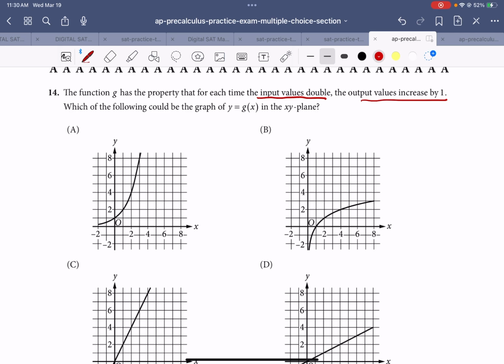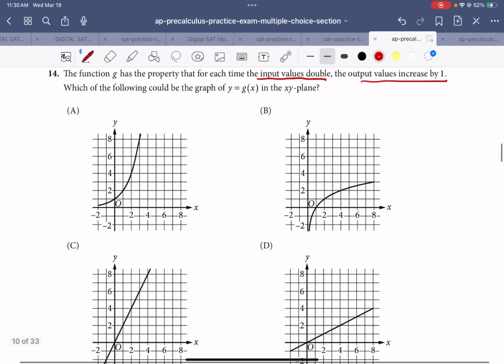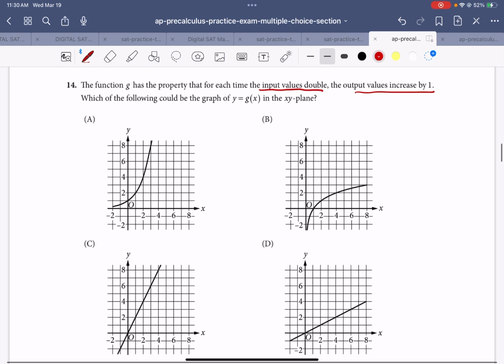So for example, you can use the answer choices and see if it makes sense for that one. Let's say 1 is at 2 here, right? And then your input value doubling means you multiply by 2. So 1 times 2 is here. Then your output should increase by 1. So that means it should be here, because 2 to 3 is 1. But that's not. So you can eliminate this one.